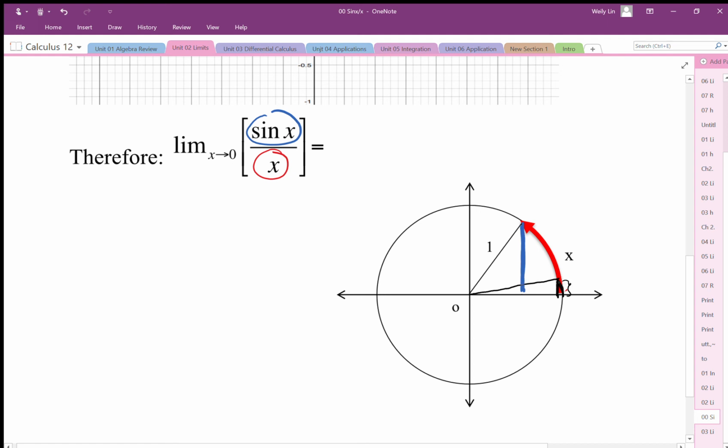And if it feels flat, then it's basically mimicking this sine line, which is our vertical line here. So in essence, as the angle gets smaller and smaller, the curve becomes more and more flat or straight, and it starts to look more like the sine line. And thus the sine x over x ratio tends towards 1.